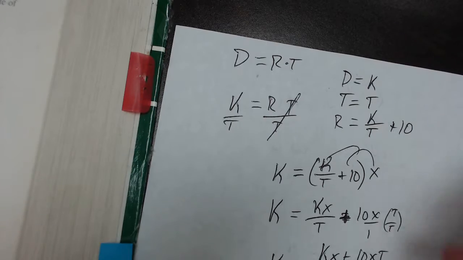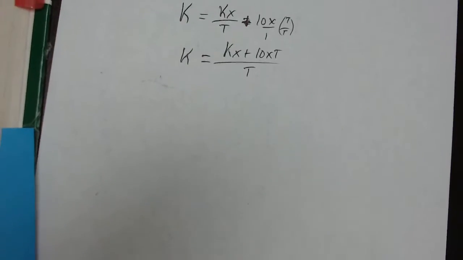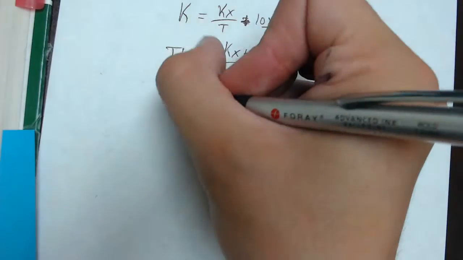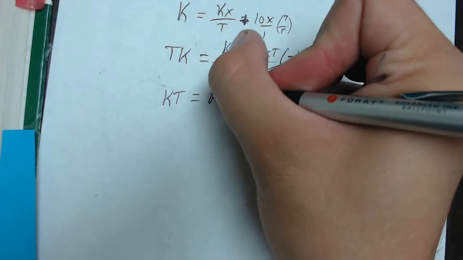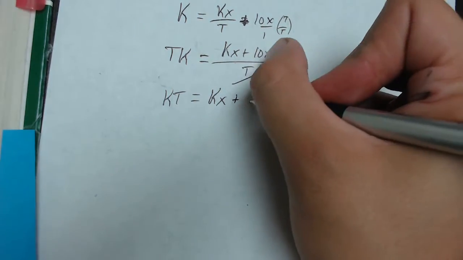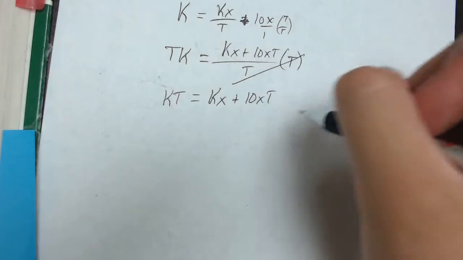From here I multiply, oh, I'm off the paper. There we go. From there I'm going to multiply each side by t. That cancels. So then I get kt, because I like things in alphabetical order, equals kx. Just as soon as I said it, I see that I have x in front of t. So I mostly like things in alphabetical order.